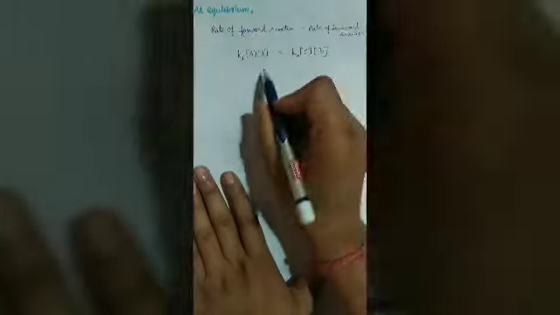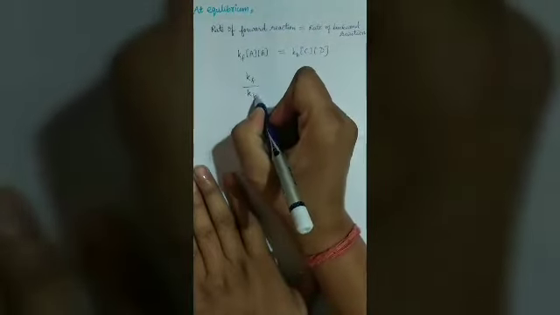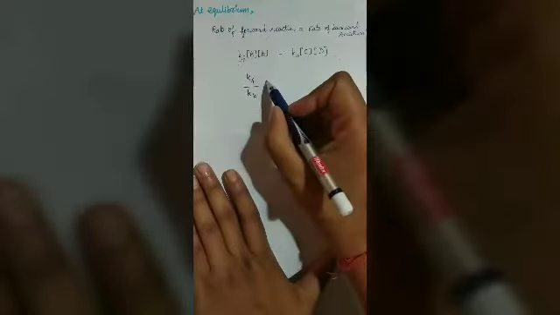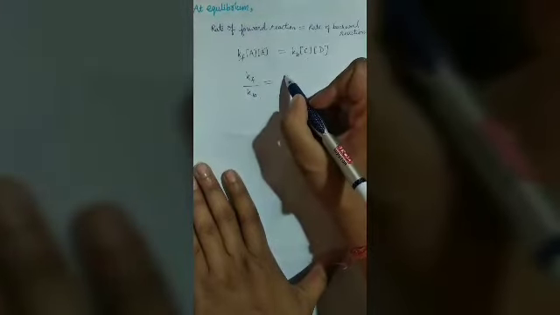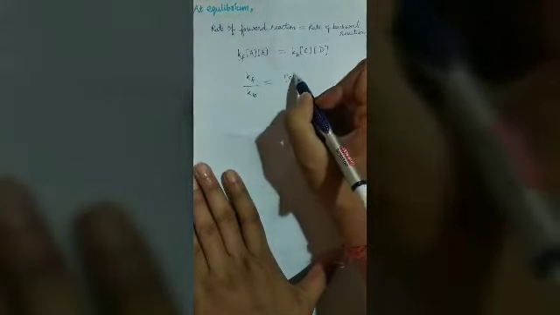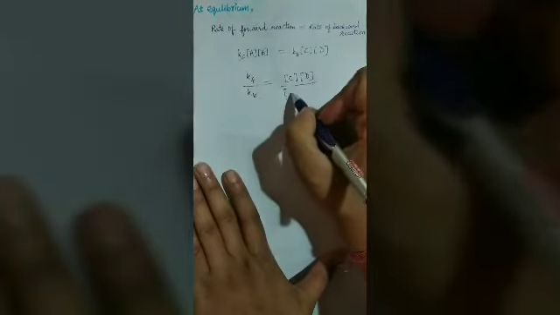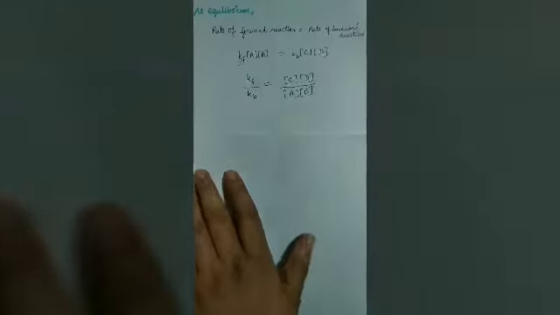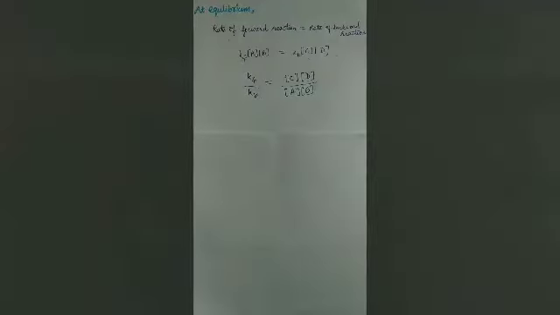Suppose on rearranging this equation, we put all the constant terms on one side, then Kf upon Kb will be equal to concentration of C into concentration of D divided by concentration of A into concentration of B. This will be the reaction after rearrangement.